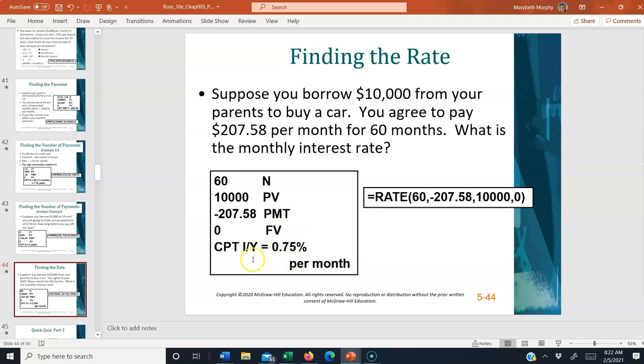We compute the interest rate, so we're going to compute I/Y. Interest rate is 0.75% per month. So if we want that as an annual rate, we would take that 0.75 times 12, and that turns out to be 9% per year. In Excel, you'd use the rate function. 60 payments is N, minus 207.58 is the payment, 10,000 is the present value, that's what I'm borrowing today to buy the car, and the future value is 0.